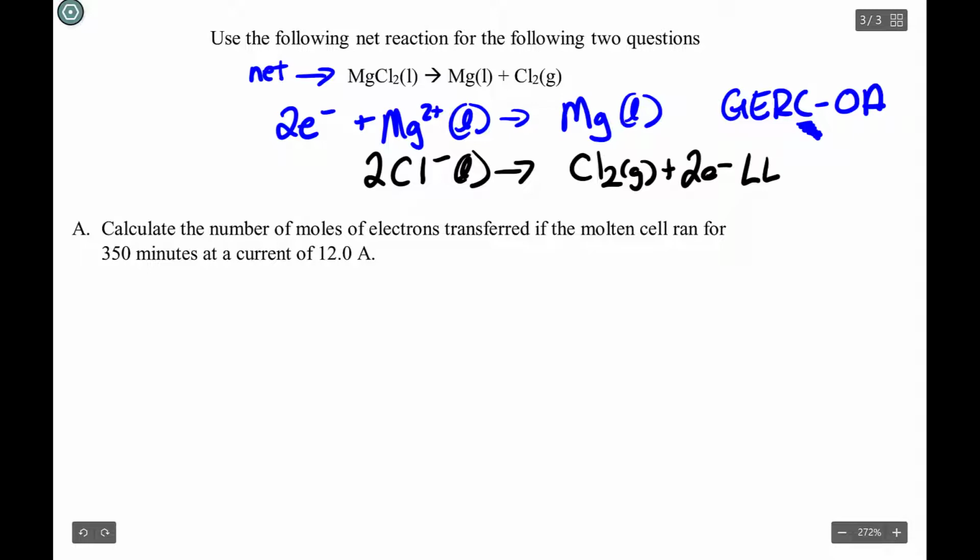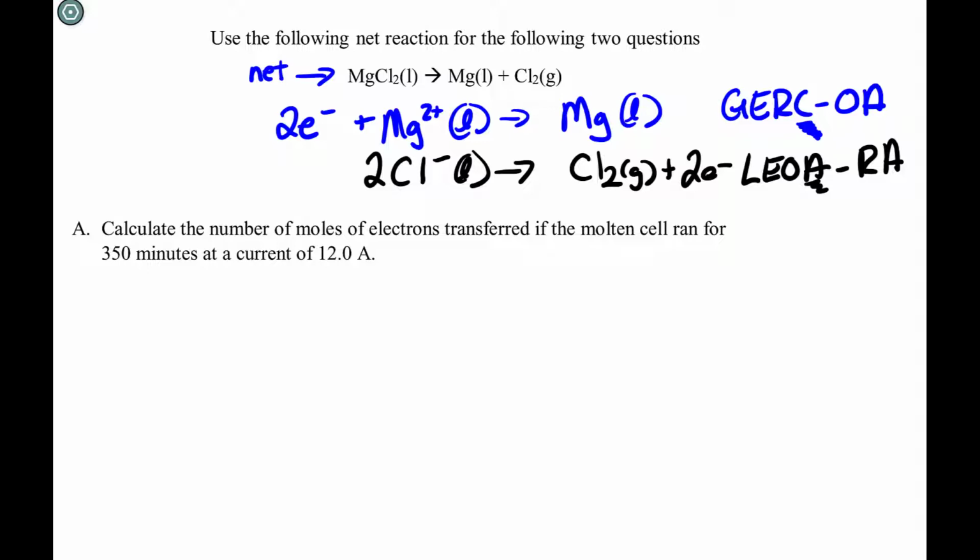So this would be losing electrons, undergoing oxidation at the anode. The Cl minus is my reducing agent. And if the question was asking about what's produced at the anode, it would be chlorine gas. What was being produced at the cathode would be magnesium liquid.